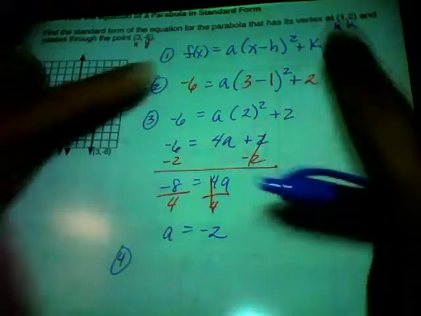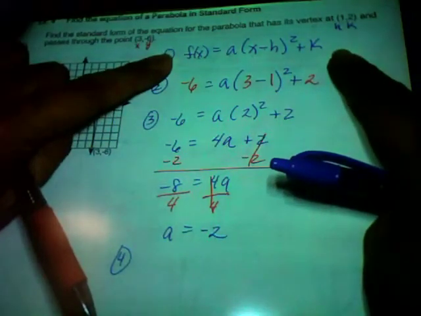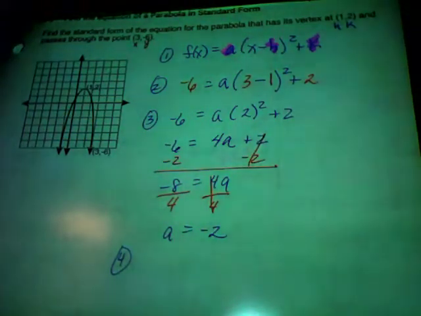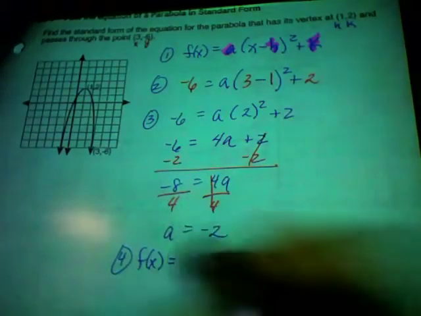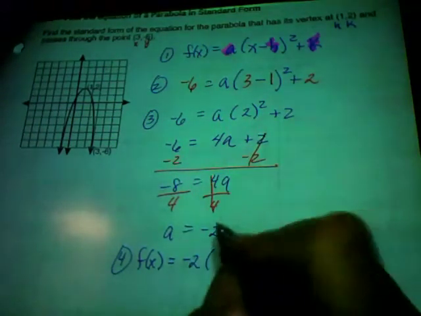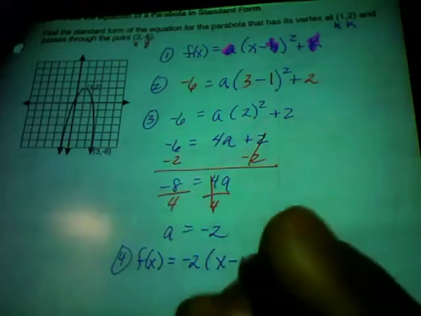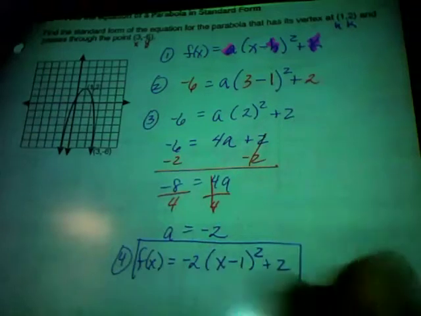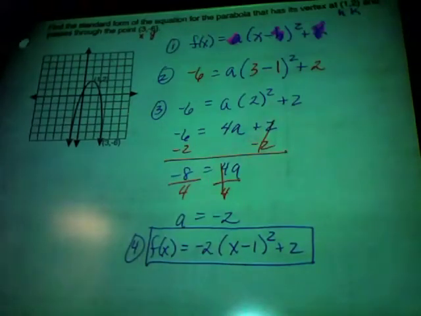So now I can actually find my standard form. All I have to do is go back up here and replace the h, the k, and the a. These are the three that you replace. Everything else remains the same. So f of x is equal to negative 2 parentheses x minus 1 squared plus 2. So that's actually a lot easier, isn't it? I'd rather write standard form all day long than have to graph the parabola, wouldn't you?